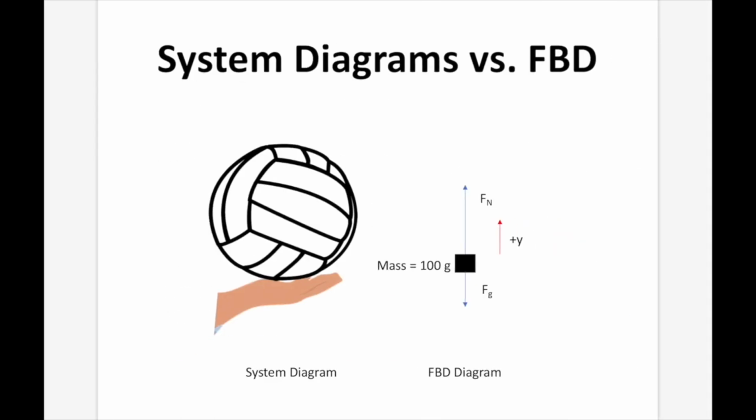Now our system diagram, like we were talking about, is a full image of everything that's involved, but it's really just more of a picture of what's happening. So if we're talking about a volleyball being pushed upwards, we're going to show the hand and the volleyball. And this isn't something that's going to give us a lot of information.